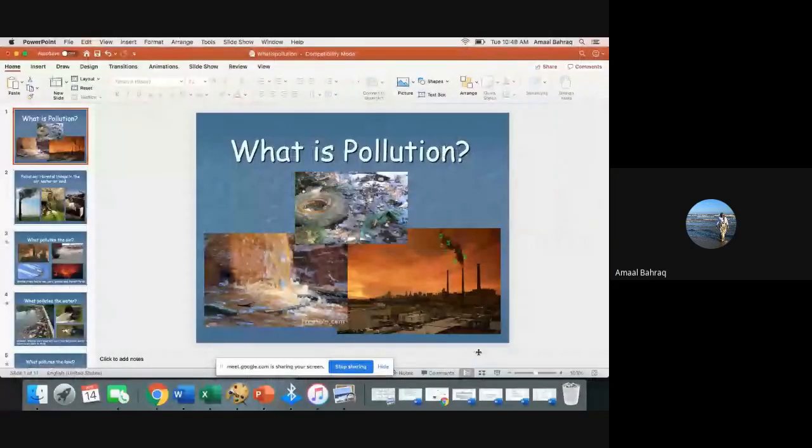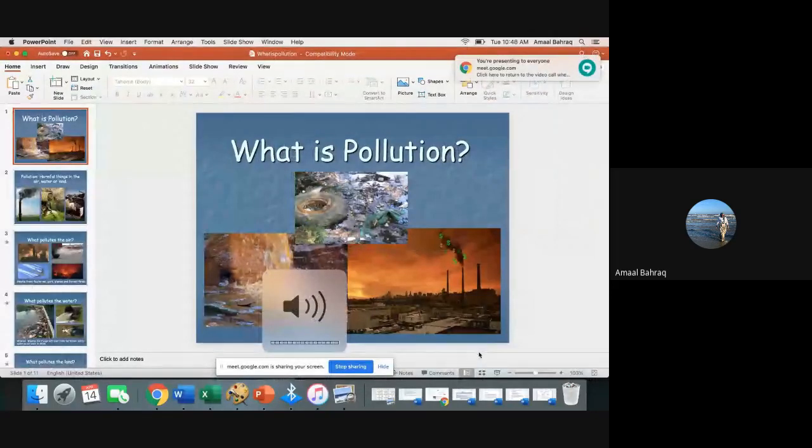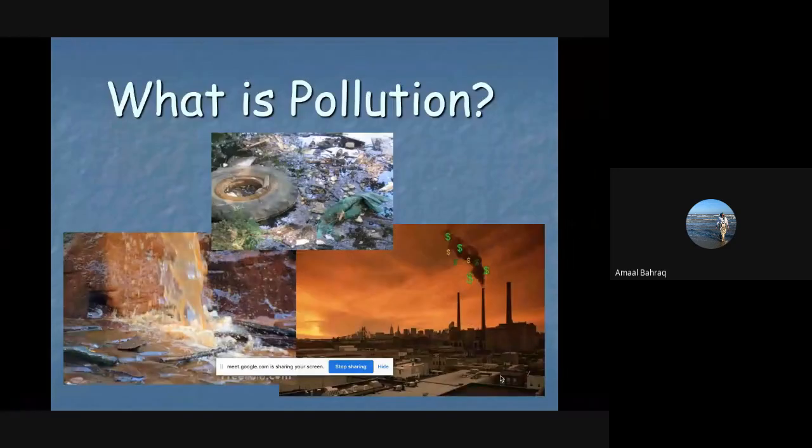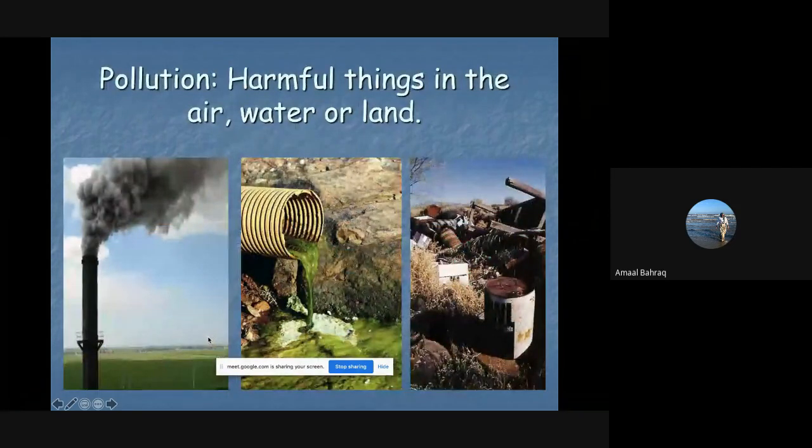All right, boys and girls. So for today's assignment, we're going to be talking about pollution. We're going to start off with what is pollution? Let's take a look at the pictures. The pictures kind of give you an idea of what pollution would look like. See a factory, some dirt, and some muddy water. Now, pollution is harmful things in the air, water, or land. So there are three different types of pollution: air, water, and land.